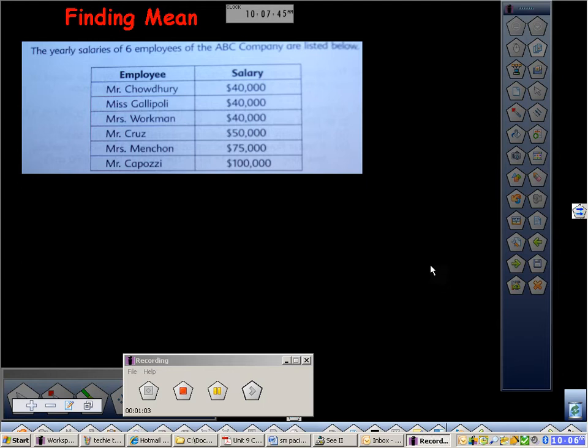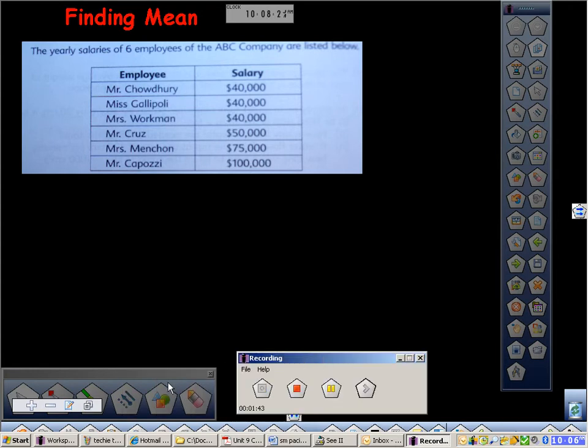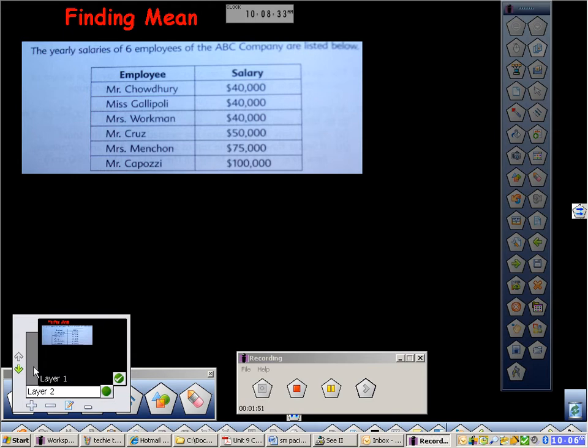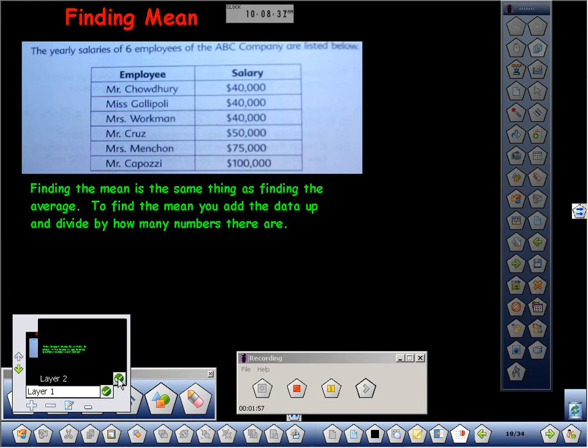When you find the mean, remember I said it's kind of like it's being mean because it's the one that you have to do the most work on. But it's still not hard to find. Here's the definition of mean. Finding the mean is the same thing as finding the average. That's how teachers find grades. When you're finding mean, you're just trying to find one number that represents all the data.